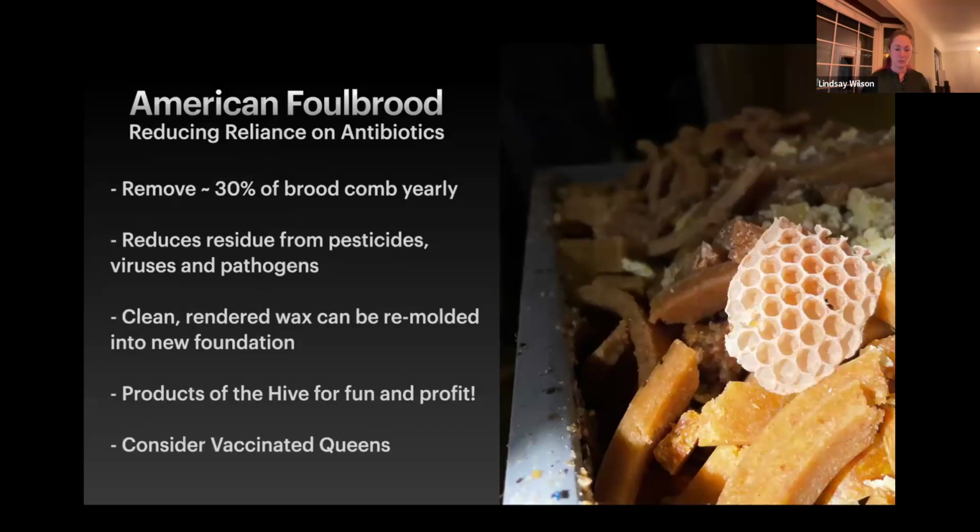So to go back through the strategies to think about if you've had issues with American Foulbrood in your area, or if you want to get proactive about it, you should consider removing 30% of your brood comb every year. There are some new things called Better Comb. We've tried them in the yard, where it's pre-printed comb, so the bees can start laying in it right away, or getting new foundation, taking your rendered wax and repressing it.